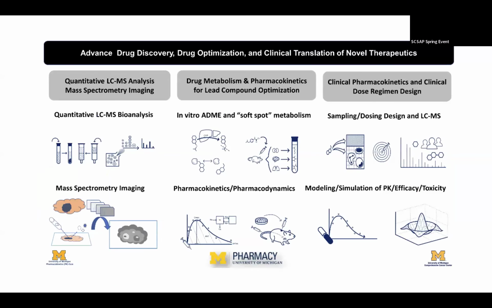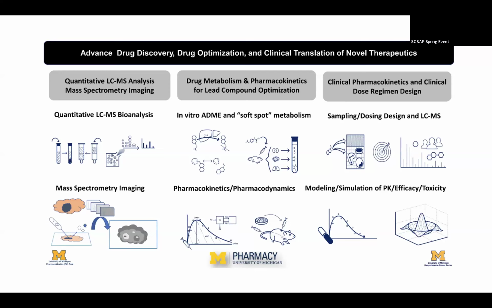The pharmacokinetics core has three goals, or three aims. Aim one is to help the community with quantitative analysis by LCMS of any small molecule or metabolite you want to analyze and quantify. Also, we set up mass spectral imaging. We can start doing small molecule metabolite imaging on tissue sections. Imaging seems to have become a very attractive area for everybody.